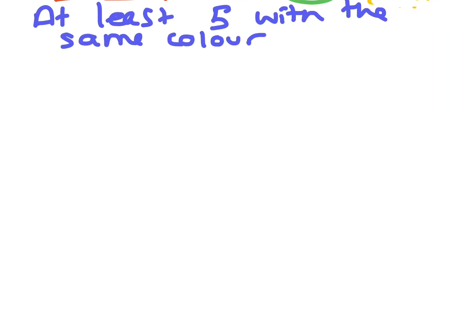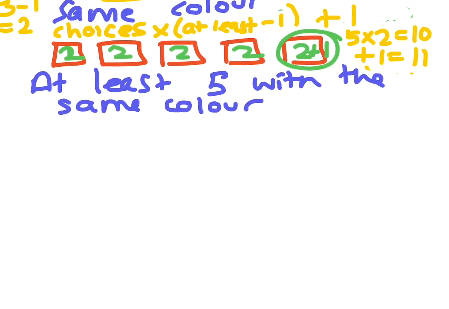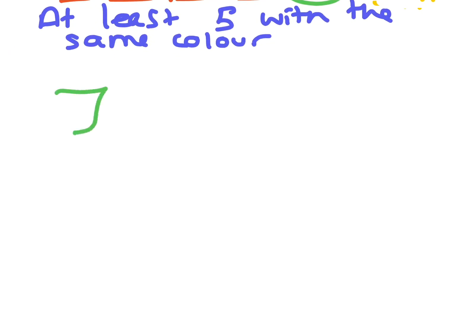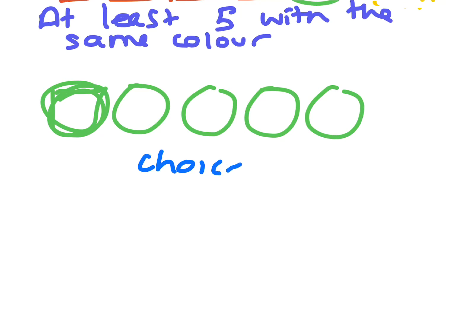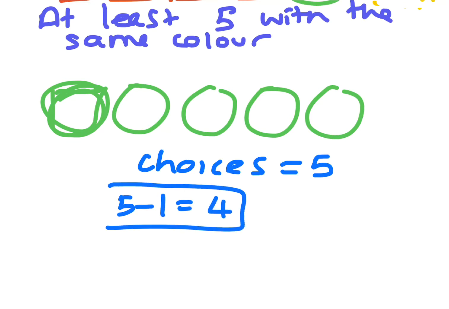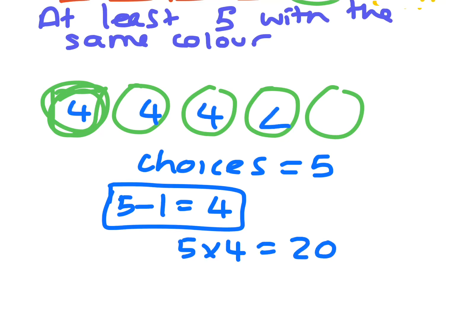So if you want at least 5 with the same colour, and we're still doing the same number of holes, so we're going to have 1, 2, 3, 4, 5. So we have 5 boxes. So that means my choices to put them in was equal to 5. Okay, if I take 1 away from the 5, I get 4. All right, that means that I go 5 times 4 is 20. It means I'm going to put 4 in each hole.